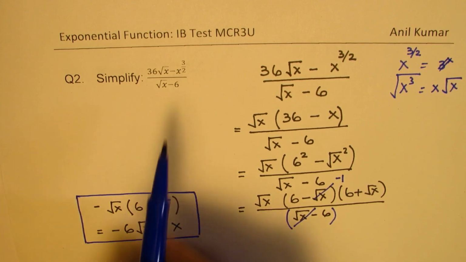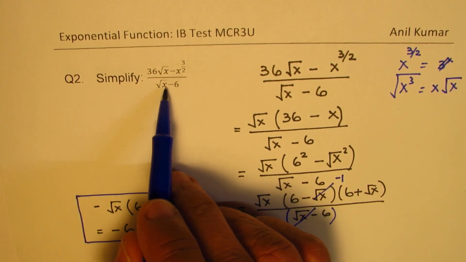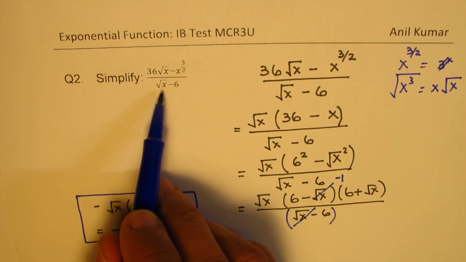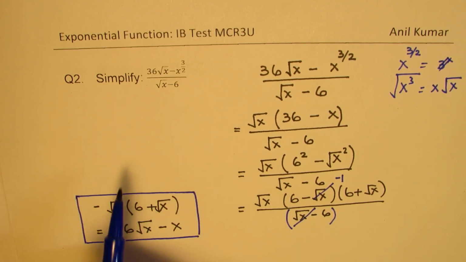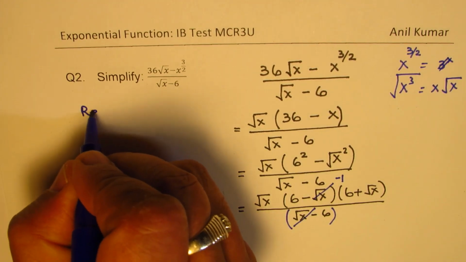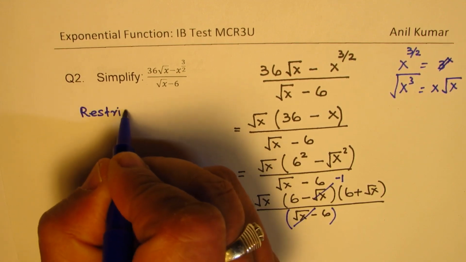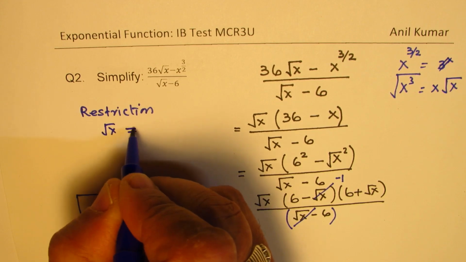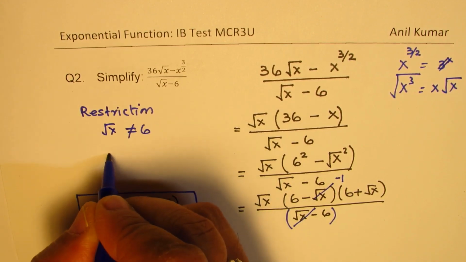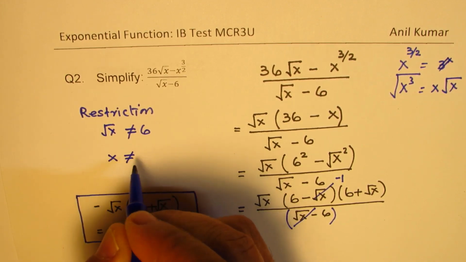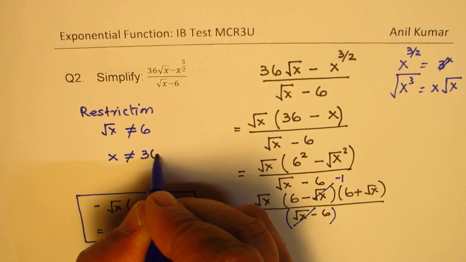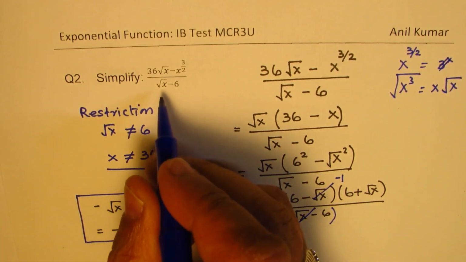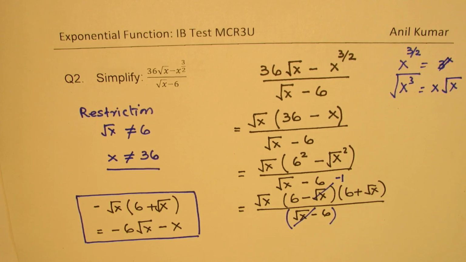And the restriction is that square root x is not equal to 6. So that is very important to write. The restriction which you should mention here should be square root x is not equal to 6, which really means that x is not equal to 36. Correct? So that becomes the restriction on the given expression.